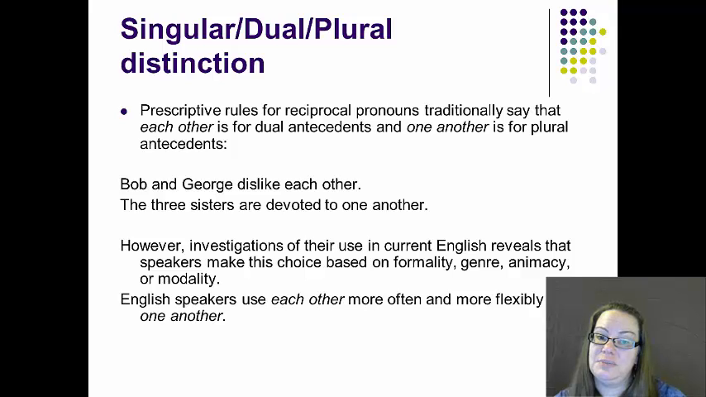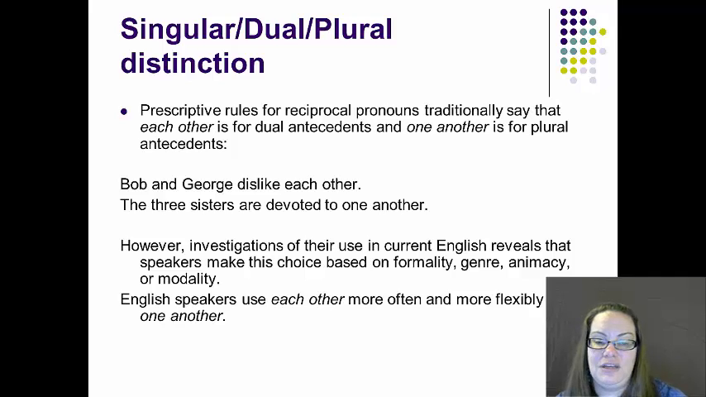Prescriptive rules for reciprocal pronouns are pretty much the same. So each other is supposed to be for dual antecedents, where we have 2 people, and one another is for plural antecedents. So Bob and George dislike each other. Okay? Reciprocal between 2 people. The 3 sisters are devoted to one another. So now we're reciprocal among more than 2 people.